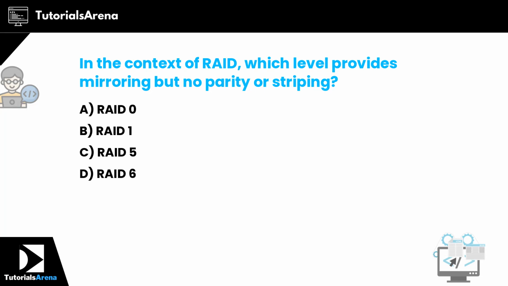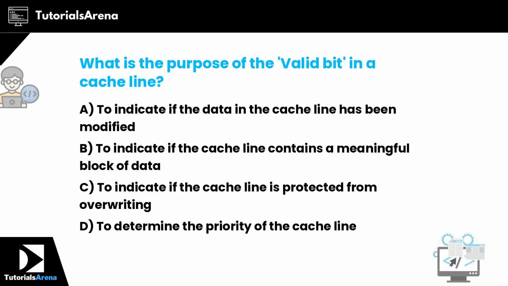In the context of RAID, which level provides mirroring but no parity or striping? The correct answer is option B, RAID 1. What is the purpose of the valid bit in a cache line? The correct answer is option B, to indicate if the cache line contains a meaningful block of data.